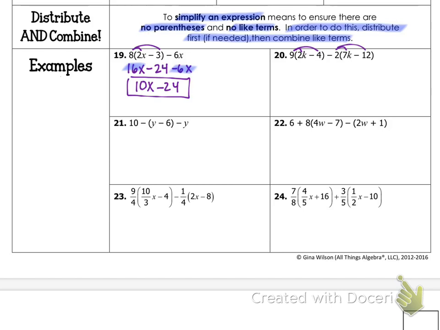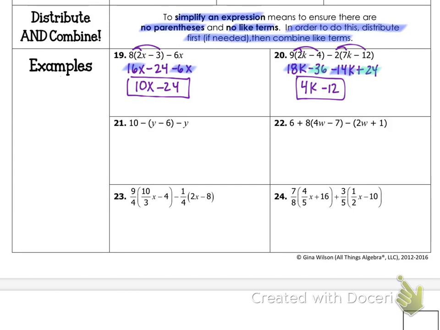Okay, now I have two different terms I can distribute to. So the first one, 9 times 2 is 18k, and then 9 times -4 is -36. Now when you're distributing, this is a -2 times 7, which is a -14k, and then it's a -2 times -12, which is a positive 24. And then you're going to combine. So 18 minus 14 is 4k. So we can combine the k's, and then we can combine the constants, the numbers without the variable. So -36 plus 24 is -12.